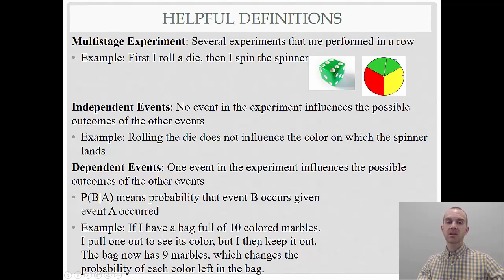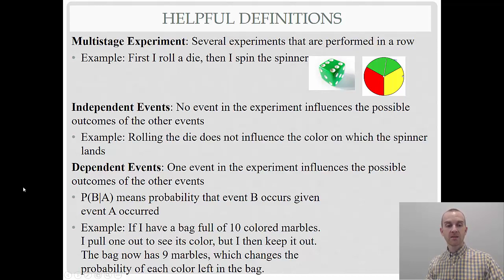In independent events, no event in that experiment influences the possible outcomes of the other event. For example, if I roll the die and then I spin this spinner, the die has no impact on how that spinner is spun. So those are considered independent events. Whereas dependent events are ones in which what I did first will influence what happens second. If you think about cards, if I hand out cards, what I have left in my deck is dependent upon what's already been handed out.